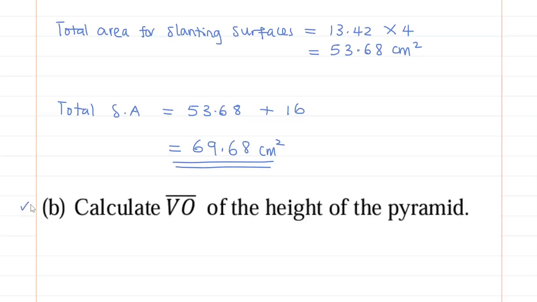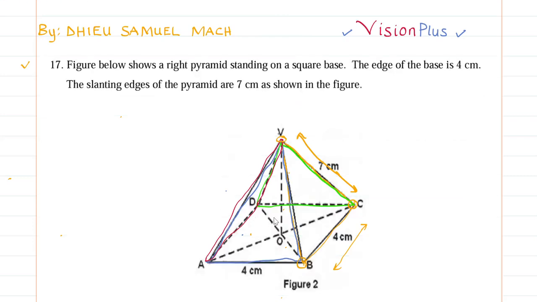Number 17b, calculate VO, the height of the pyramid. If we go back to the given figure, they want us to find the height VO, that is the vertical distance. VO is from V vertically downwards, as I've drawn there. To solve this, there are many approaches, and I'm going to pick the simplest one.